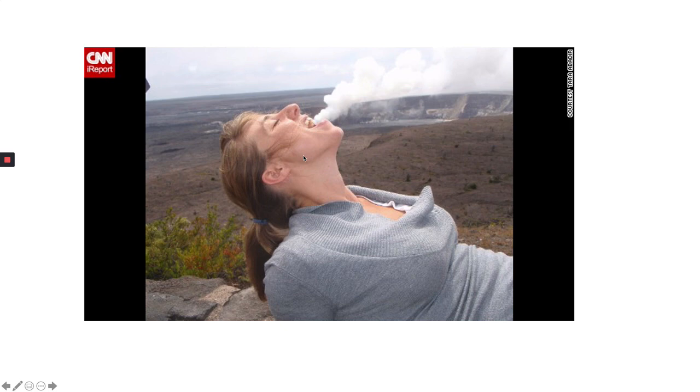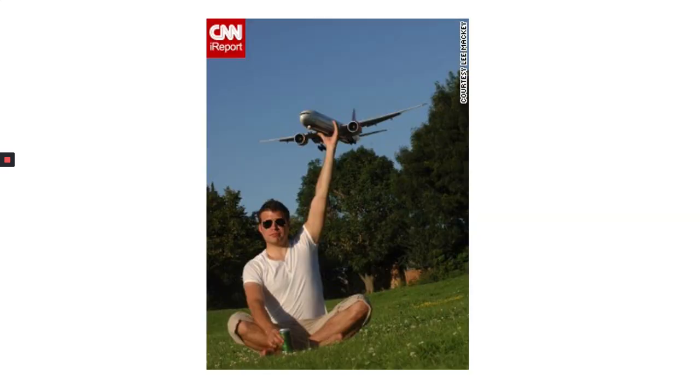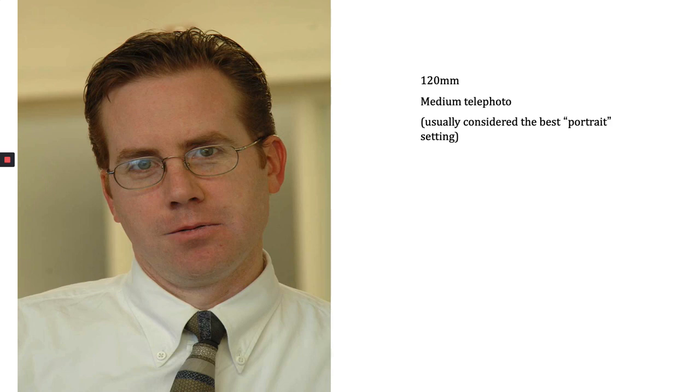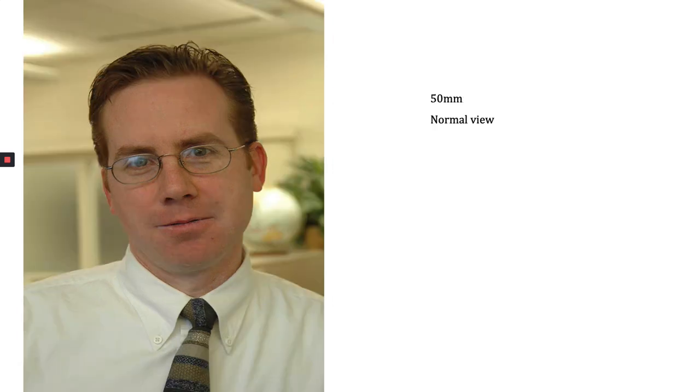And so then you can also create some interesting effects with telephoto lenses that make it feel as though, right, you're creating some illusions here. Here are some illusions that CNN issued, some of the best photography shots, where they're playing around with different camera lenses. But again, thinking about portraits, generally a 120 millimeter is a medium telephoto lens, and this is usually considered the best portrait setting, because if you take a look at the normal view, with a portrait you're going to have a little bit more of that distortion, and you're going to see that.